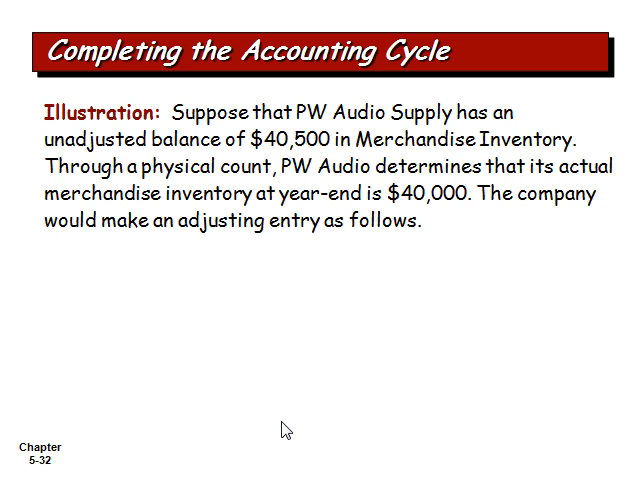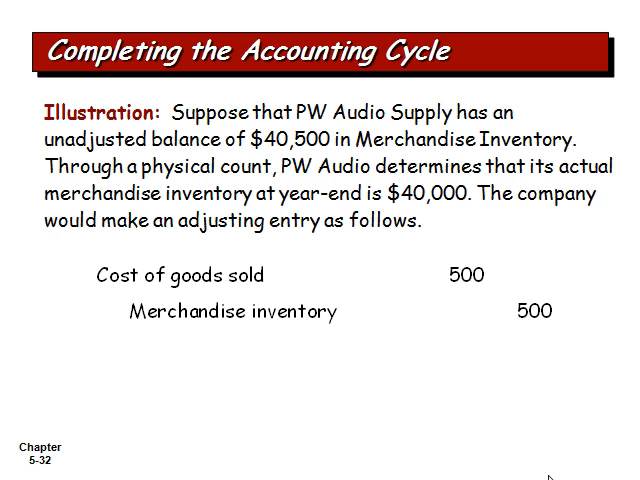An employee could have dropped something and damaged it. A custodian could have thrown something away by mistake. There's all kinds of things that can happen to that inventory. But for accounting purposes, we need to make an adjusting entry to correct the merchandise inventory. We do it by debiting cost of goods sold $500, crediting merchandise inventory for $500.